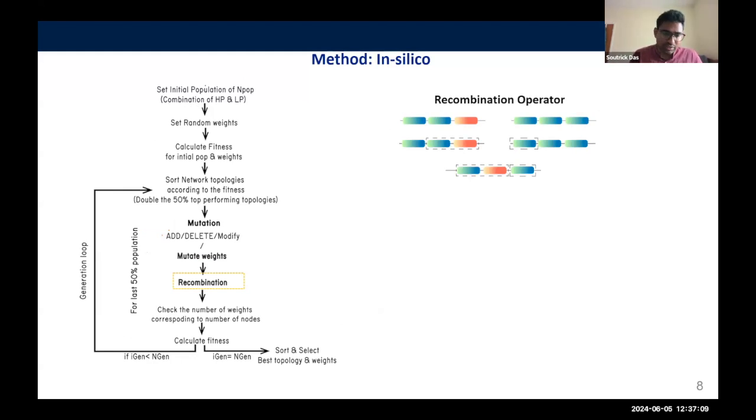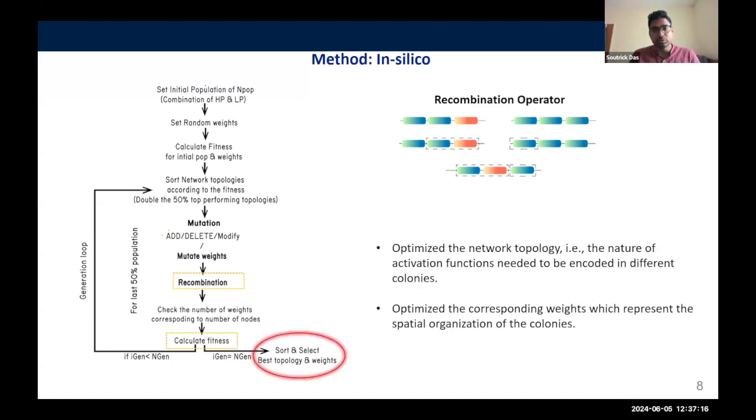Then we calculate the fitness, and within each generation, iteratively, we guess the best possible topology, where we can get what the activation functions need to be encoded in the different columns, and we can optimize. We can get the optimized weights also, which especially represent the spatial organization of the colony. So with results, we started with the most basic biocomputation, that is a logic gate.